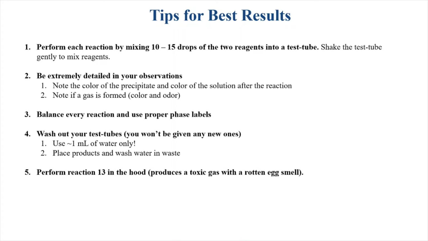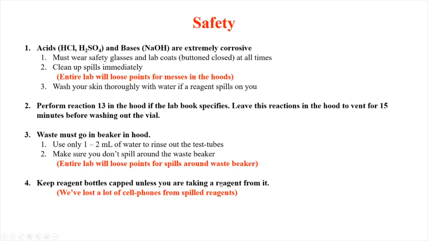Then you're going to decide, based on your solubility rules, strong acid, strong base table, and gas forming reactions, you're going to write a reaction, balance it, and use proper phase labels. And that's how we're going to decide what the phase labels would be. And then we would just discard the contents of the test tube and start the next one. Now, for reaction 13, and we're going to look at this one in a minute, we would normally perform this one in a hood because it produces a toxic gas with a rotten egg odor.